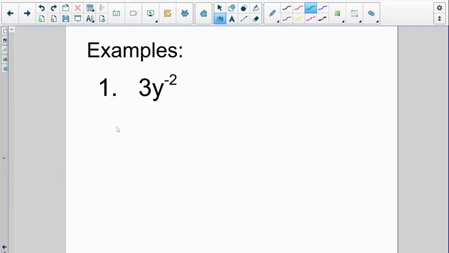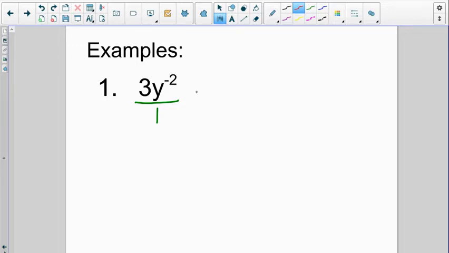In the first one, we have 3 times y to the negative second power. Okay, and you might be thinking, well, is that in the numerator or is that in the denominator? So remember, anything, whether it's just a number or an expression like this, can be turned into a fraction by putting a 1 underneath it. Okay, so if you need to see it visually as a fraction, just draw it in there.